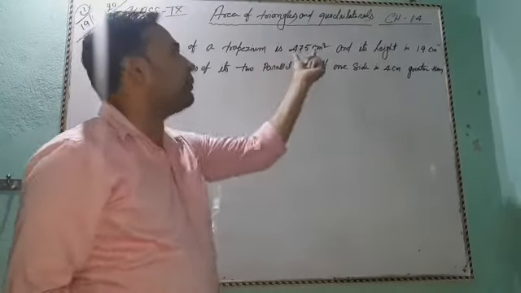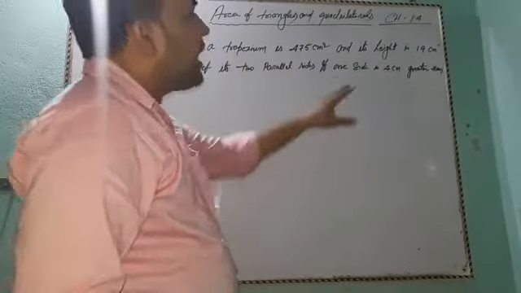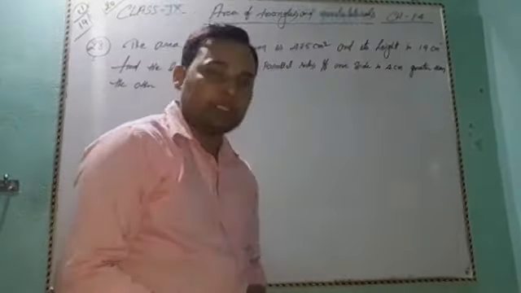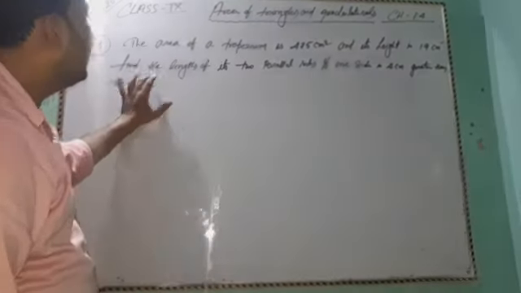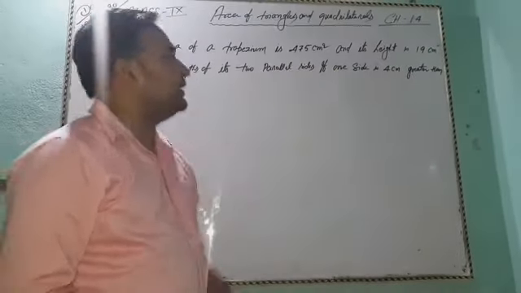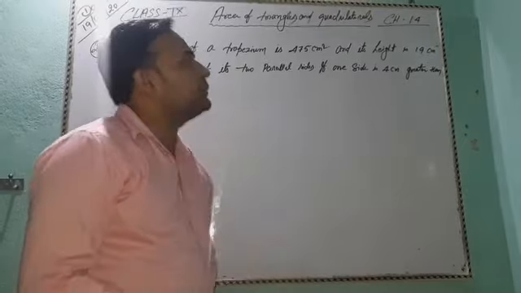The area of a trapezium is 475 square centimeter and its height is 19 centimeter. Find the length of its two parallel sides if one side is 4 centimeter greater than the other.